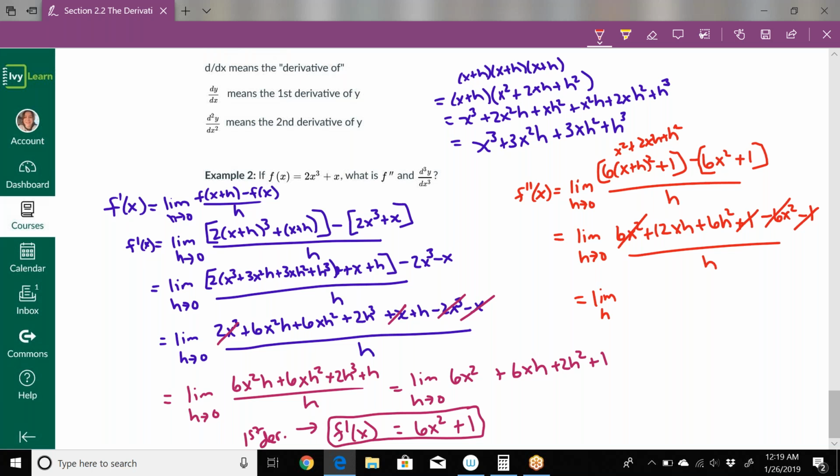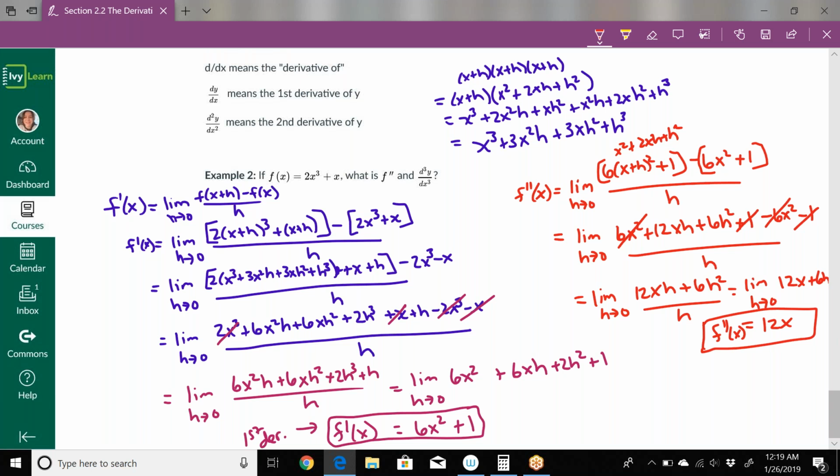This is the limit as h approaches 0 of 12xh plus 6h squared all over h. And if we cancel out the common h's, we will then be allowed to evaluate the limit as h approaches 0. So this is just going to be 12x. So f double prime of x is 12x.